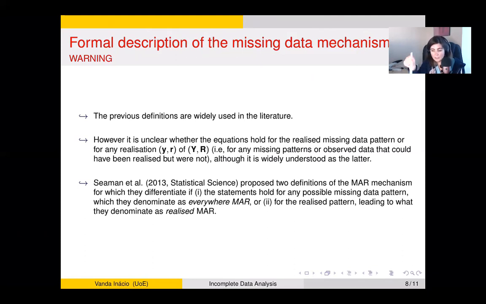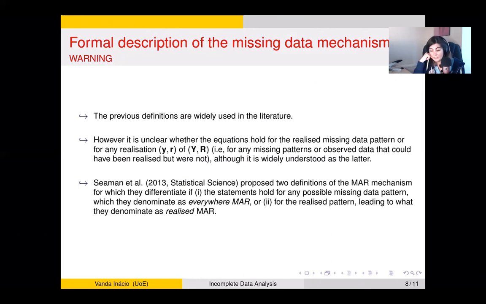To make this clear, again in this two variable case, y1, y2, suppose that both y1 and y2 can be missing. So we have four possible patterns: the case where y1 and y2 are both observed, the case where they are both missing, where y1 is observed and y2 is missing, and where y1 is missing and y2 is observed. So does this equation say, for instance, if I got the missing data pattern 1, 1, both variables observed, that those equations hold for that pattern specifically or for any of the four possible patterns? With this in mind, several authors have proposed modifications, and usually they concentrate on the missing at random assumption because it's the assumption underlying most of the statistical methods that have been developed for missing data.